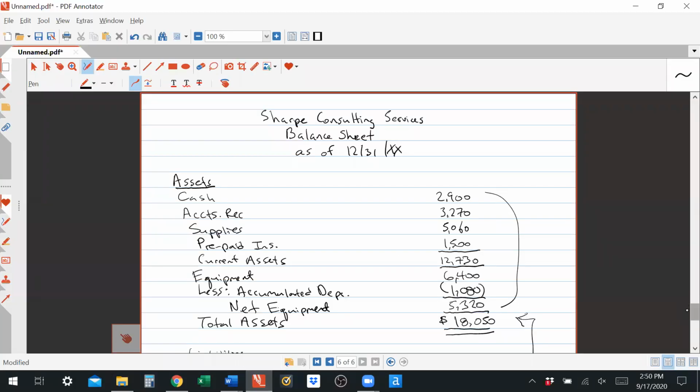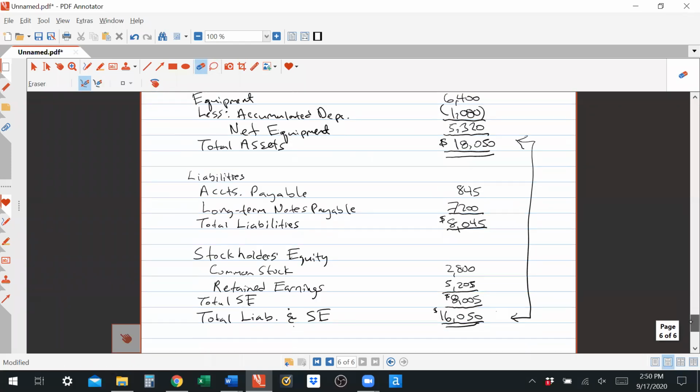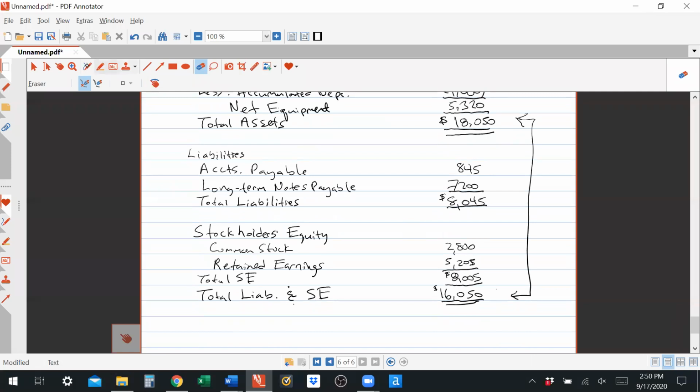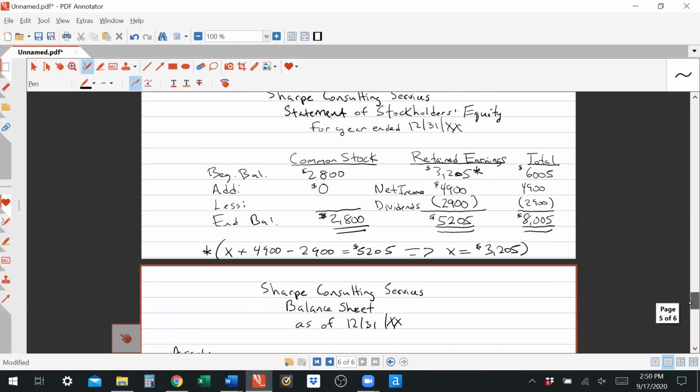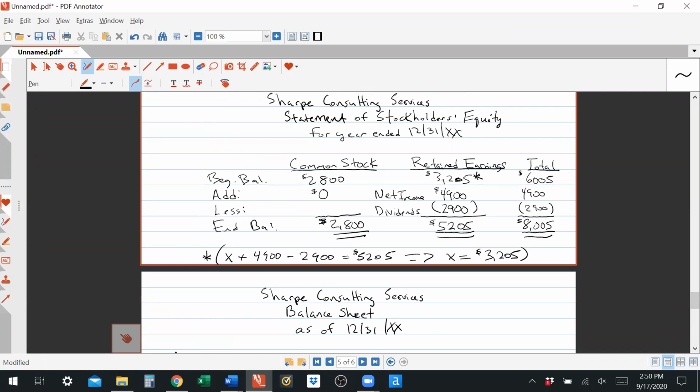So I had made one mistake. Retained earnings should be 7,205 and not 5,205, which would make this 10,005, which would make this 18,050. Now, why is retained earnings 7,205? It has to do with this here.